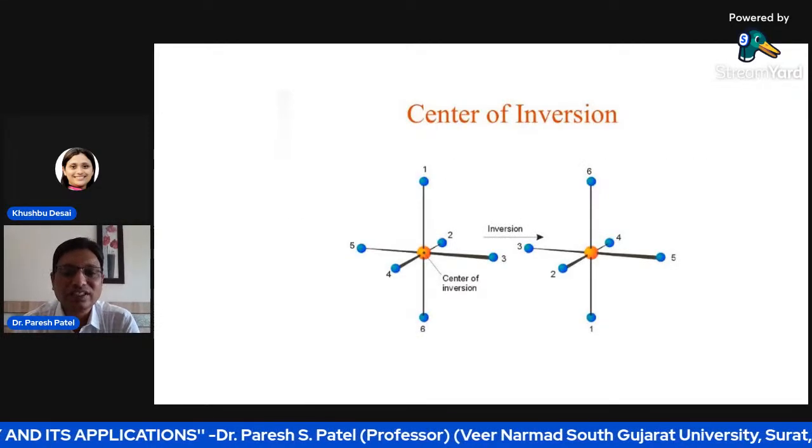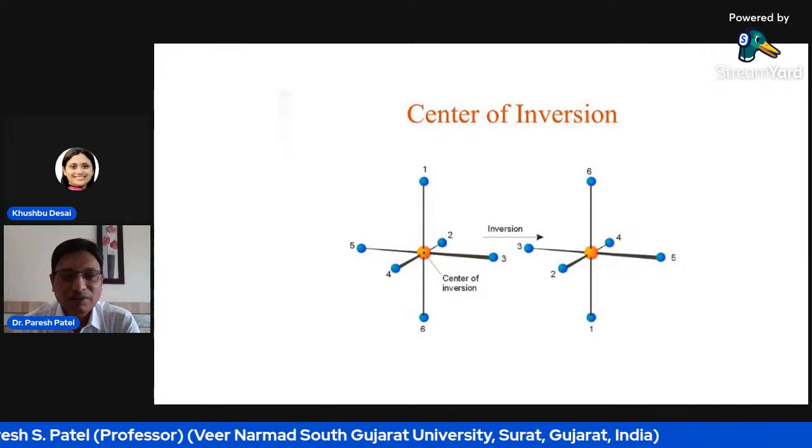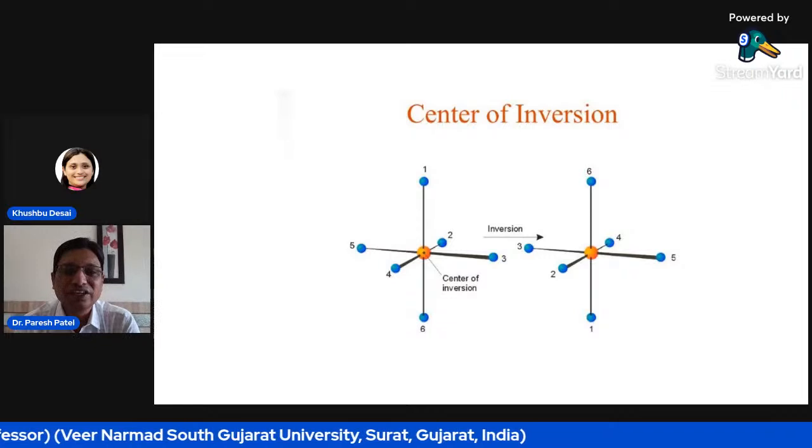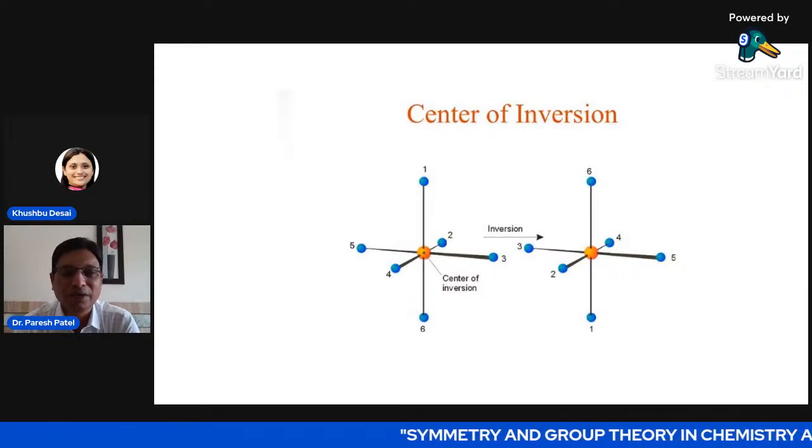Center of inversion. In the case of an imaginary point through which we can invert each atom of the molecule, the point is known as the center of inversion. Next one, please.